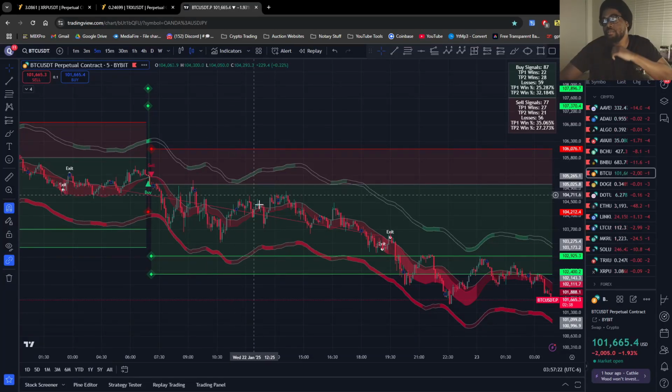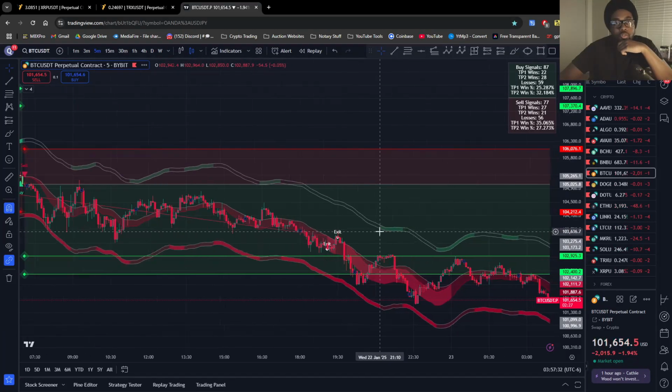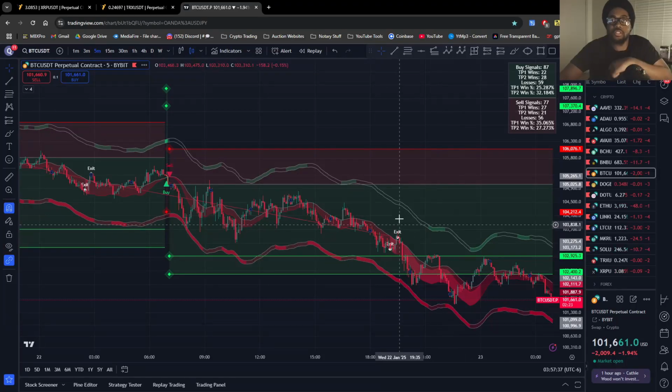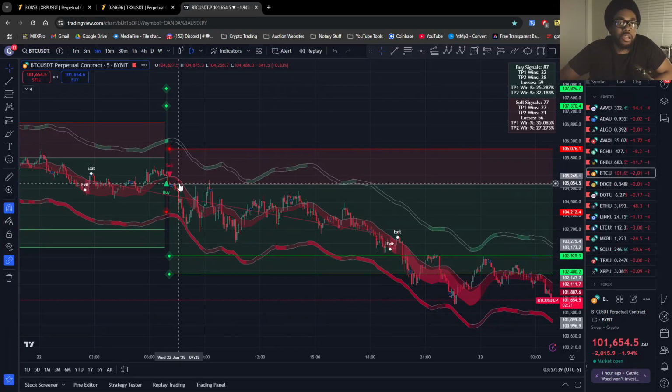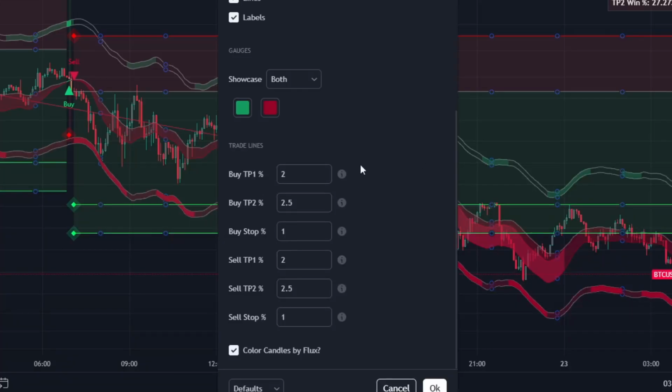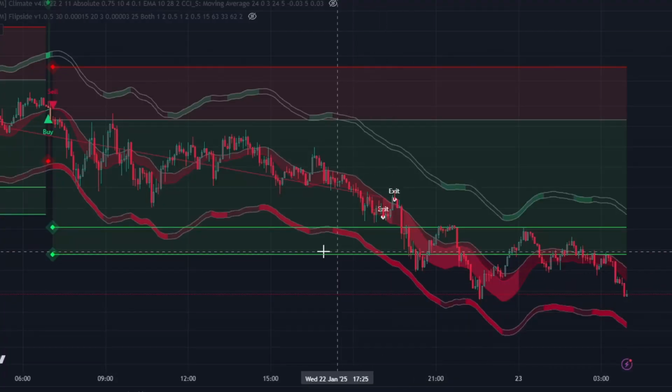So yeah, pretty cool indicator. Really the flux is just designed like this little snake looking thing. It's really just designed to show you, okay, going down, there's some selling going on, so you're probably looking for a sell. These lines right here are just take profits and stop losses. These are completely adjustable. But yeah, that's pretty much what it is.